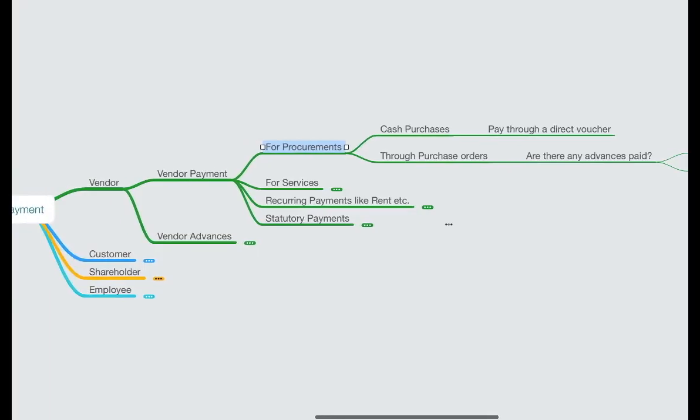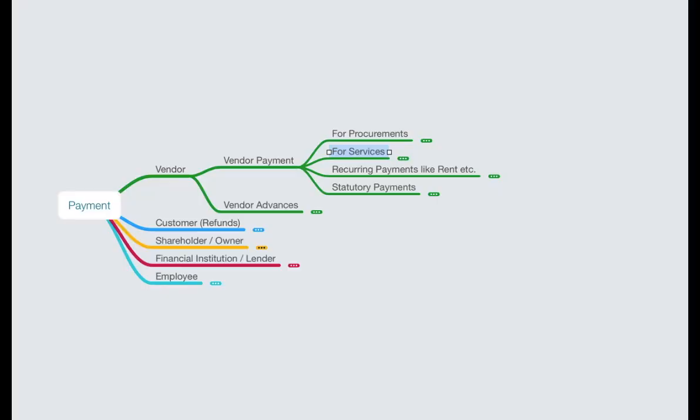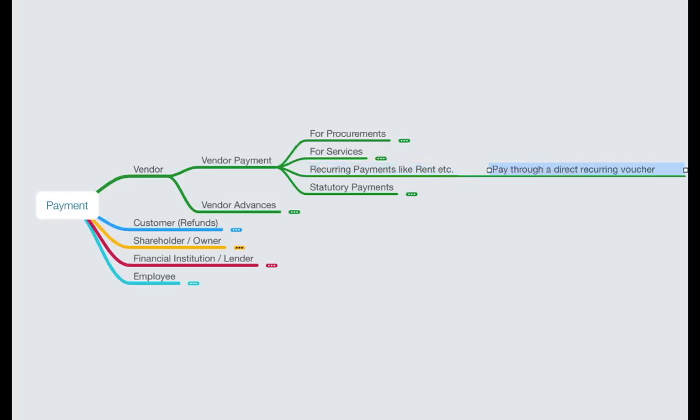We will look into these later, in the video. For the use case where you are paying a vendor for the services you have received, simply create a voucher against the purchase order, and pay through the voucher. Oftentimes, you may need to make recurring payments, like rents and such. Just create a recurring voucher, and pay against the voucher. For statutory payments, raise a direct voucher, and pay against the voucher.